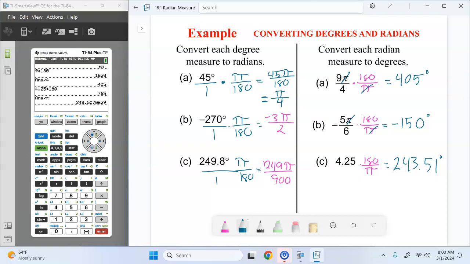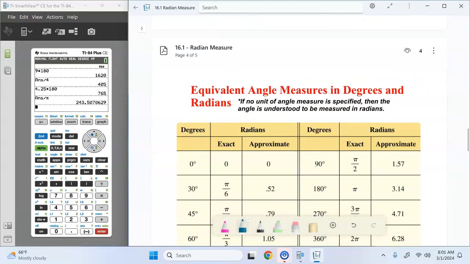Pi is right above the exponent symbol right here. All right. So conversion is pretty simple. You just need to remember the ratio of 180 to pi. Whatever measurement you want to end with, that should be at the top of your ratio. Multiply and simplify, round if necessary.